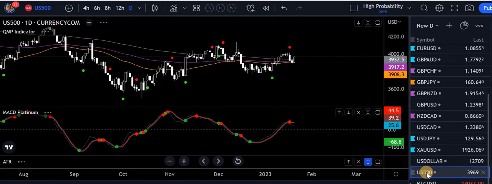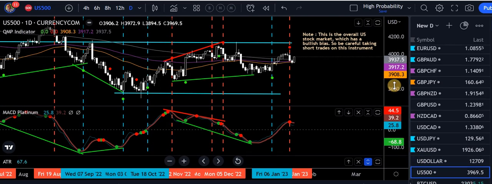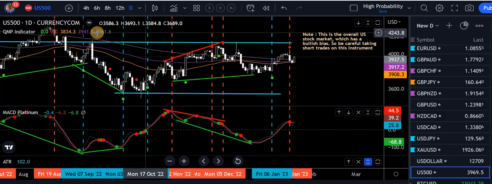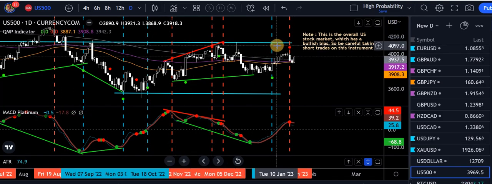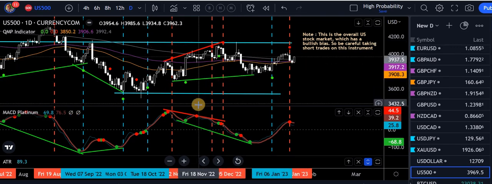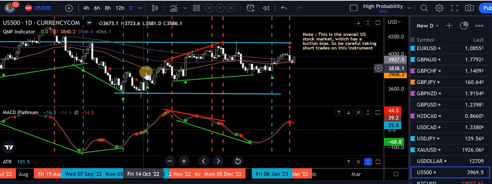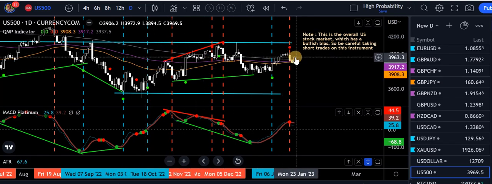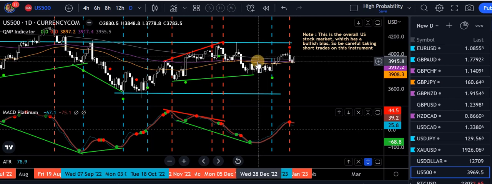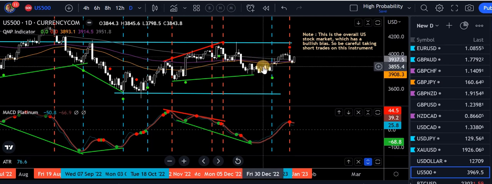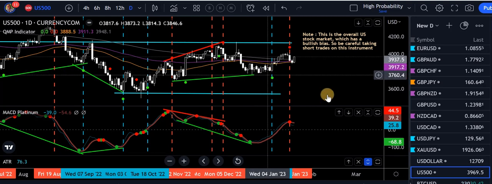US 500 is the US stock market. Last signal was a sell. If you've been watching my videos, you know this line's been on the chart forever. Just doesn't really want to get up there again. And it's not really sure which direction it's going at the moment. You can see by looking at the moving averages, getting close and tight. So yeah, bit of indecision there.